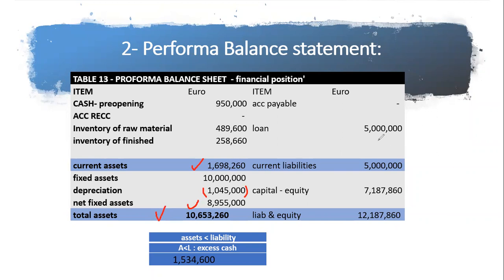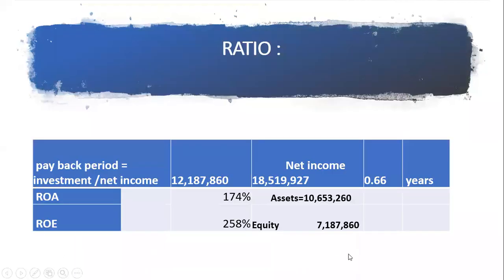10,653,260, and the loan is 5 million, equity is 7 million, and the total capital and liability is higher than the assets. This will give me that the assets are less than the liabilities. So we have here what we call excess of cash. Very nice and very simple that you got the calculations, and then we can say that you master all the steps, but we need to find the ratios that you can use to comment more on your case. So the assets here are 10 million, the equity here is 7 million.